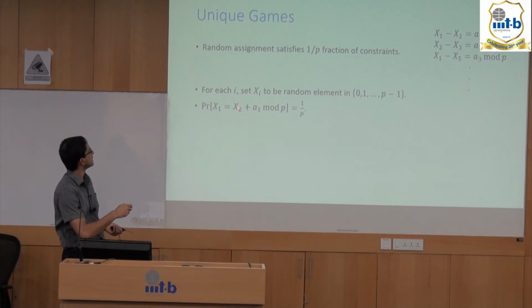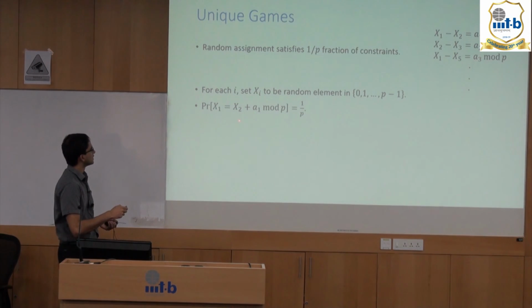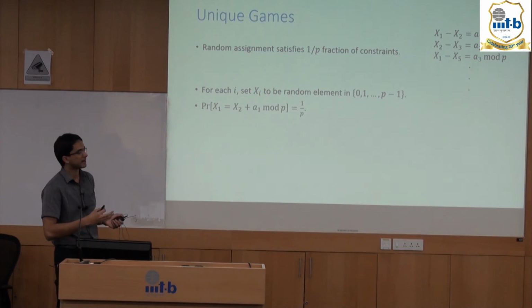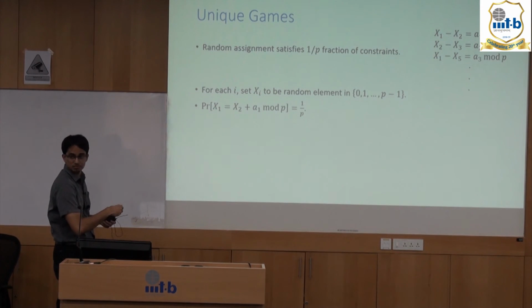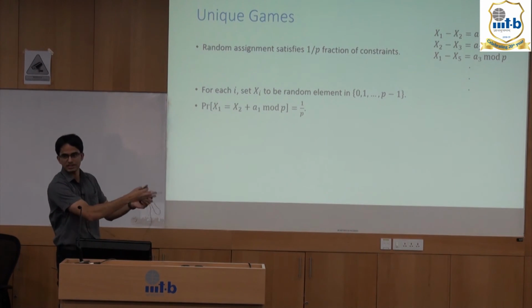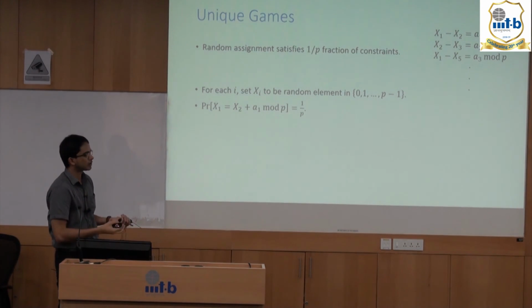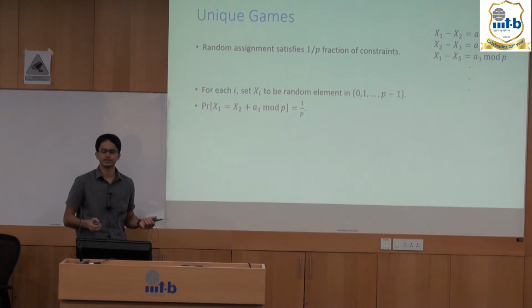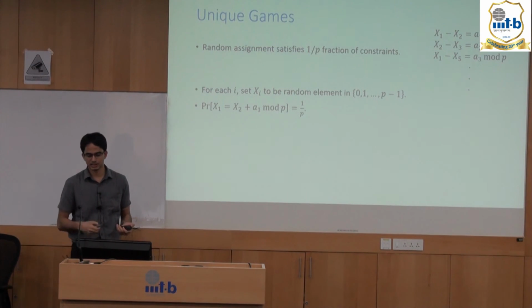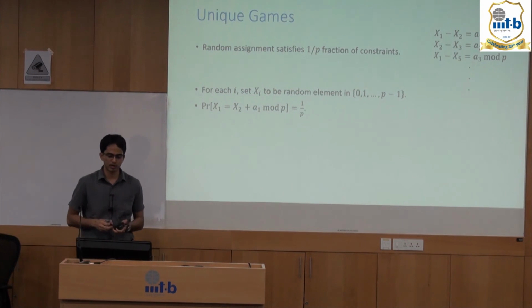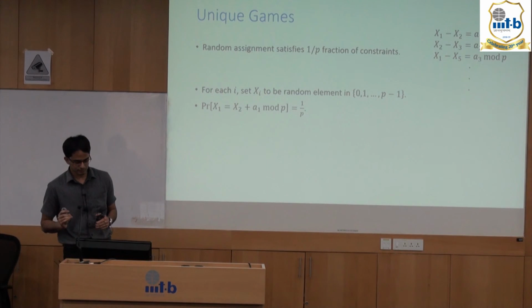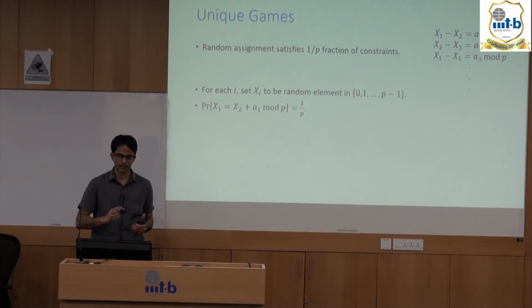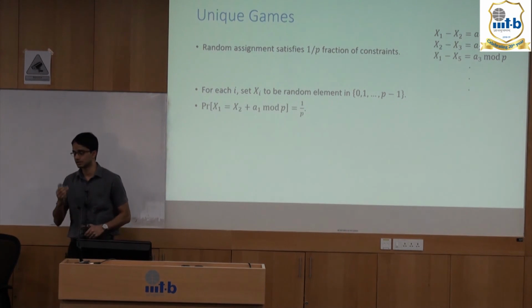Because let's say you assigned a uniformly random value to x2. Then x2 plus a1 is also uniformly random in this set 0, 1, up to p minus 1. So the probability that x1, again uniformly random from this set, is equal to a fixed number is going to be 1 over p. And so again, as before, by linearity of expectation, this assignment satisfies 1 over p fraction of constraints. And as before, you can do away with the randomness and get a deterministic algorithm which does that.